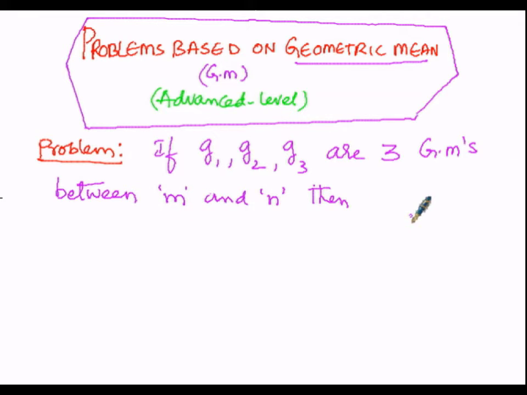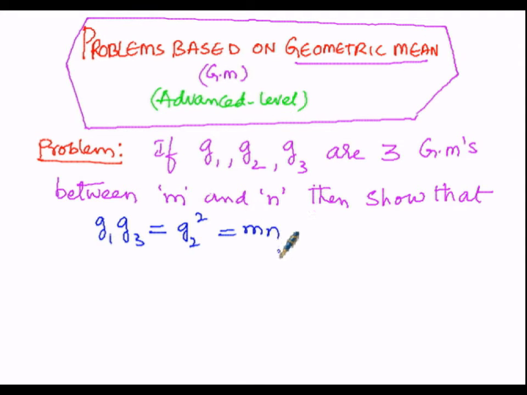Then the condition to be proved is: show that G1 G3 equals G2 squared, which equals mn, the product of m and n. So this is to be proved, whereas the above is the given condition. Since it says show that, we write it as the proof. We are going to prove G1 G3 equals G2 squared equals mn. In our proof, these are the three geometric means between m and n.